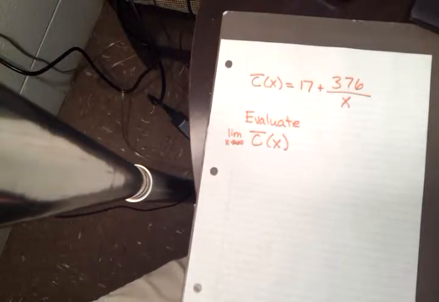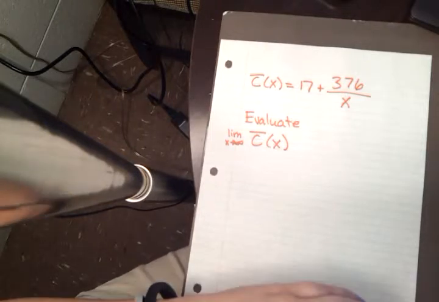C-bar doesn't really make any difference here. It's the symbol for average cost in this case, but it doesn't make any difference in how we take this limit. We could call this function f of x. We could call it smiley face of x. Doesn't make a difference what it's called. We just still take the limit the same way we always would.